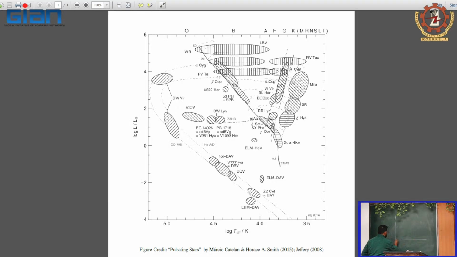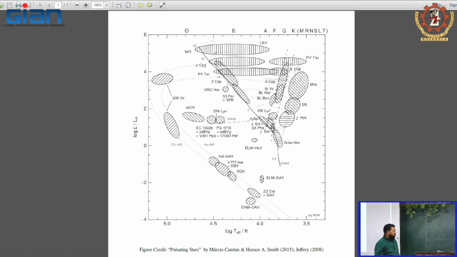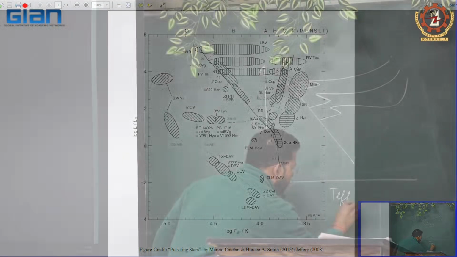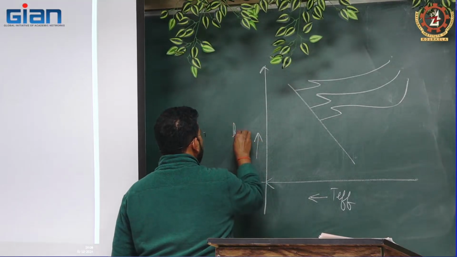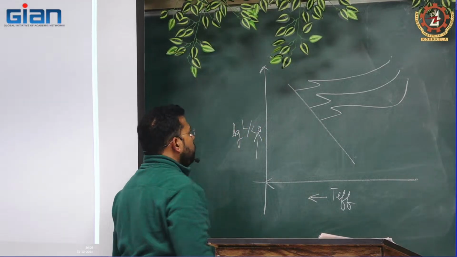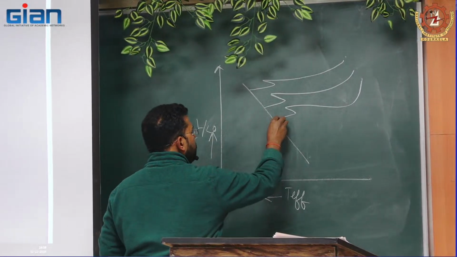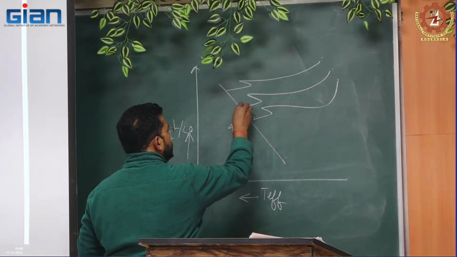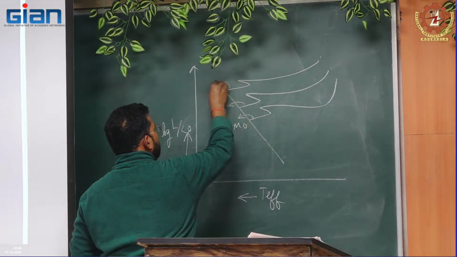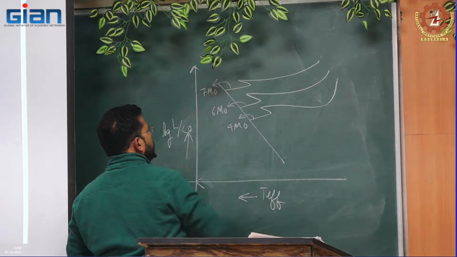just to make it more clear, this is my main sequence, and if I plot the evolutionary tracks of the different masses, this is what you see. I'm not plotting the entire evolutionary track, but just considering a set of evolutionary tracks here. On the x-axis we have the logarithm of effective temperature, and on the y-axis the ratio luminosity L by L naught, in log. For example, this one may be for 4 solar mass, this one may be for 6 solar mass, and the other one may be for 7 solar mass. So these are the evolutionary tracks.